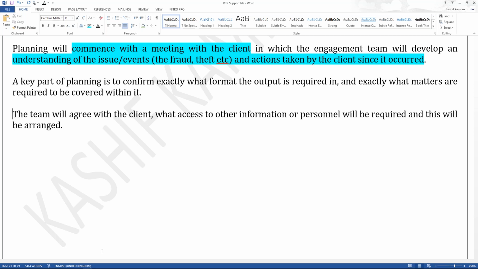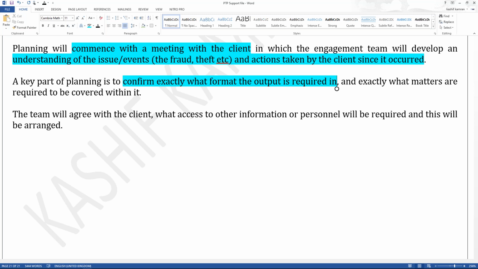The key part of planning is to confirm exactly what format the output is required in and exactly what matters are required to be covered. Because it's an agreed upon procedure, you need to ask management what sort of things they need in the report. Is it an audit report which has a prescribed format? No, this is not an audit report which has a prescribed format given in ISA 700. Because it's an agreed upon procedure, you need to confirm exactly what format the output is required in.